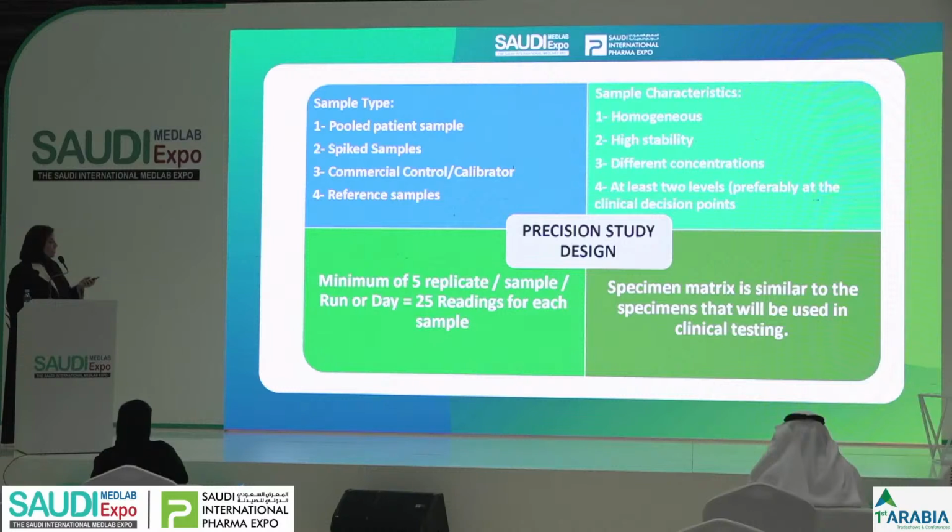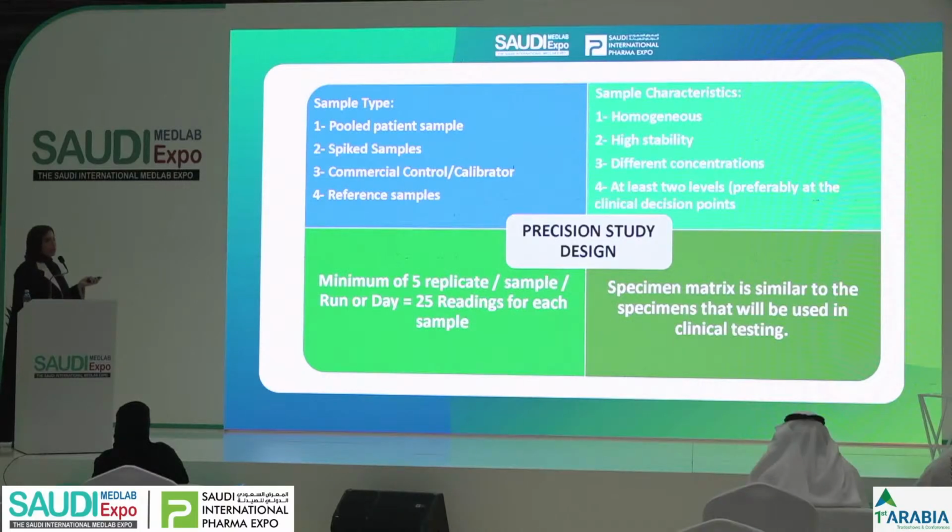So the study design: what kind of samples? This is always the question: what kind of sample should I use if I don't have real patient samples? We can have a pooled patient sample, spiked with the analyte of interest, commercial controls or calibrators, or reference samples like proficiency testing or any other reference samples.